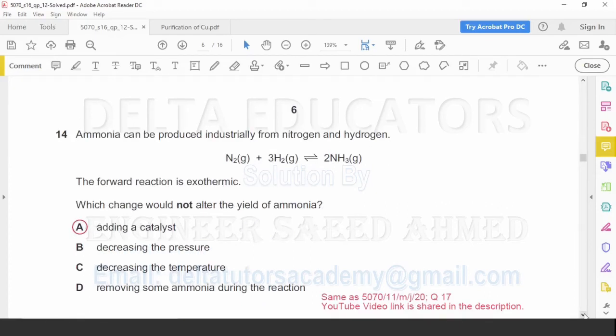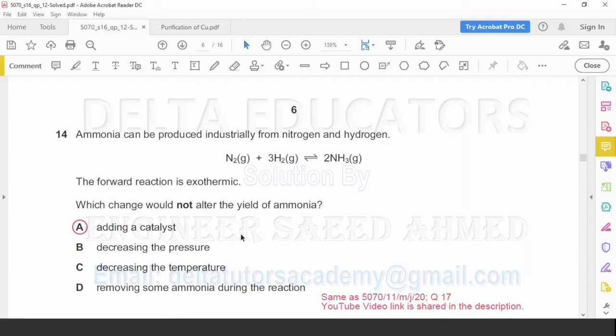Question number 14. Ammonia can be produced industrially from nitrogen and hydrogen. The forward reaction is exothermic. Which change would not alter the yield of ammonia? Option A, adding a catalyst. By adding a catalyst, there will be no change in the amount of ammonia. The catalyst just changes the rate of reaction. It just decreases the activation energy, but the catalyst does not affect the total amount of product formed. So yield of ammonia will not be altered by adding a catalyst. So the correct option is option A.